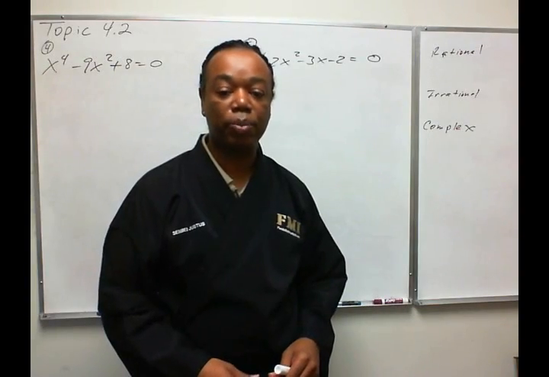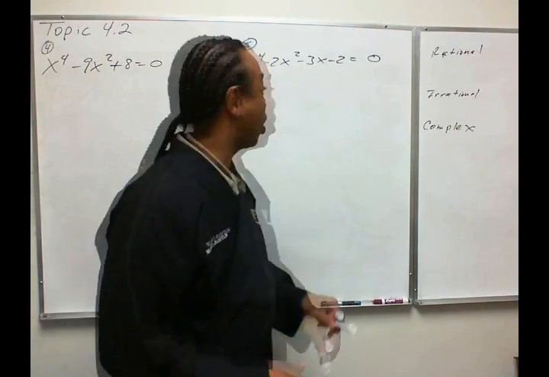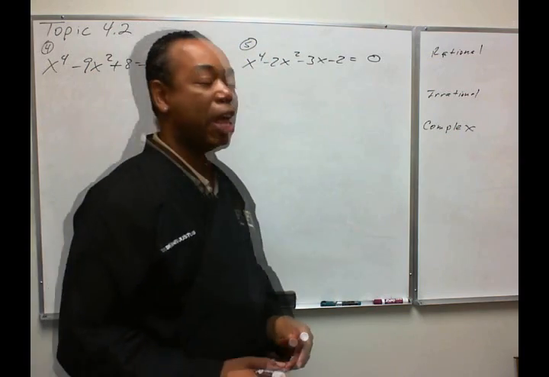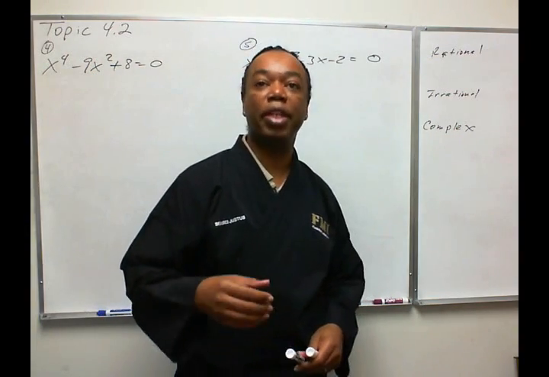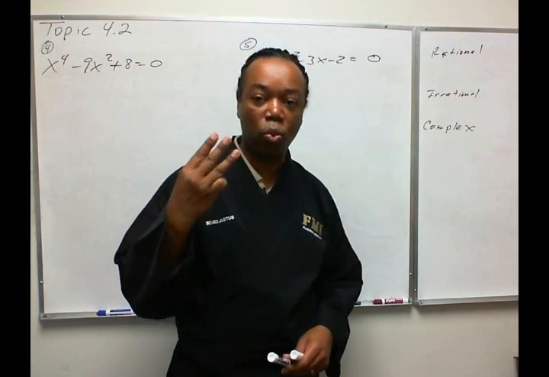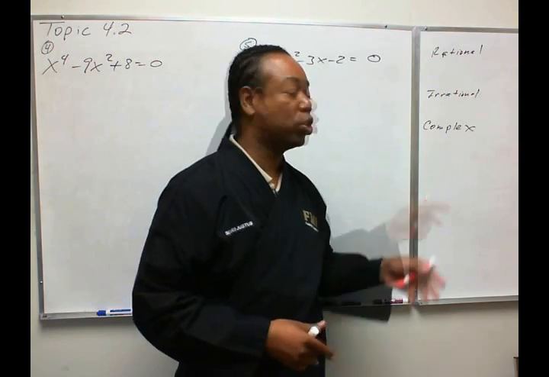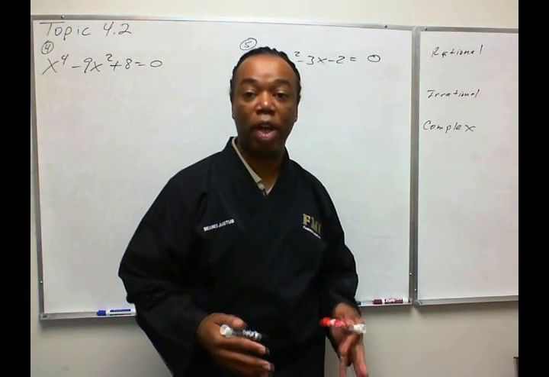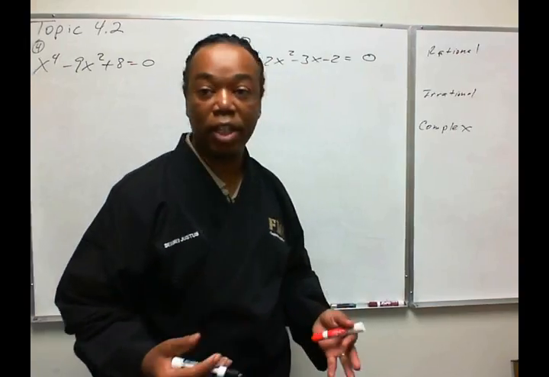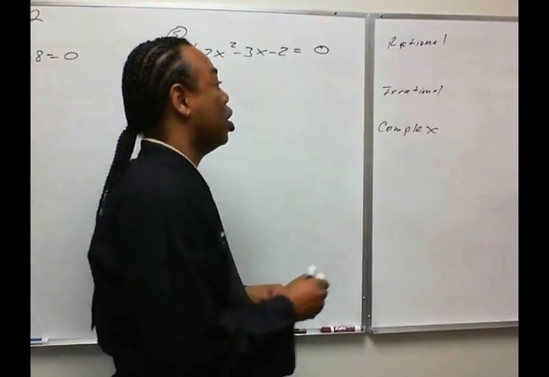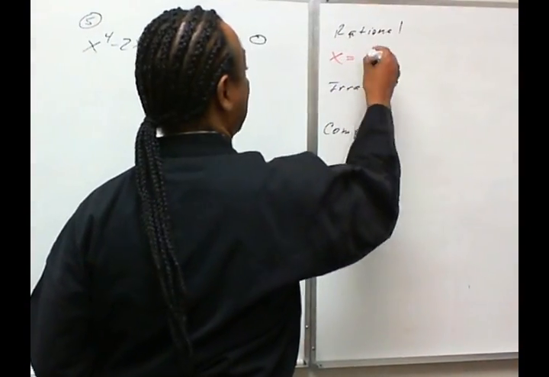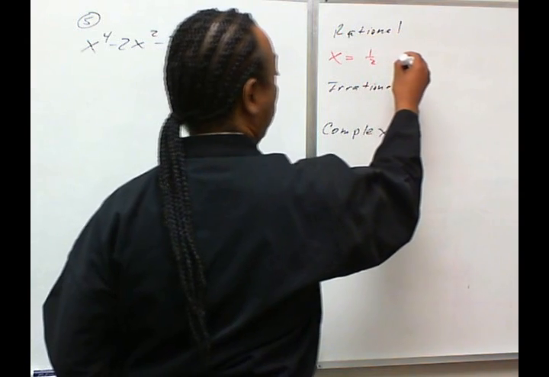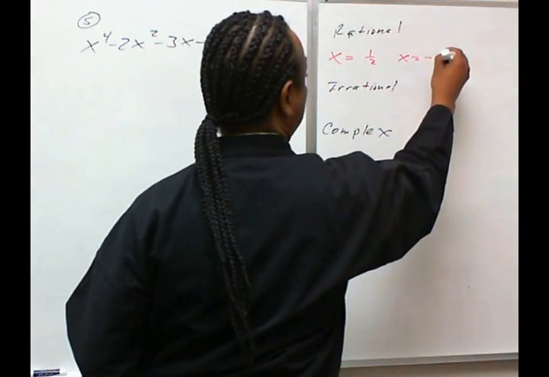Topic 4.2. We'll be solving polynomial equations, and the solutions we can get out of this are one of three. We can get rational solutions, irrational solutions, or complex. Just to give you an idea of what each one of these will look like, a rational solution could be, let's say, x equals 1/2, or let's say x equals -5.